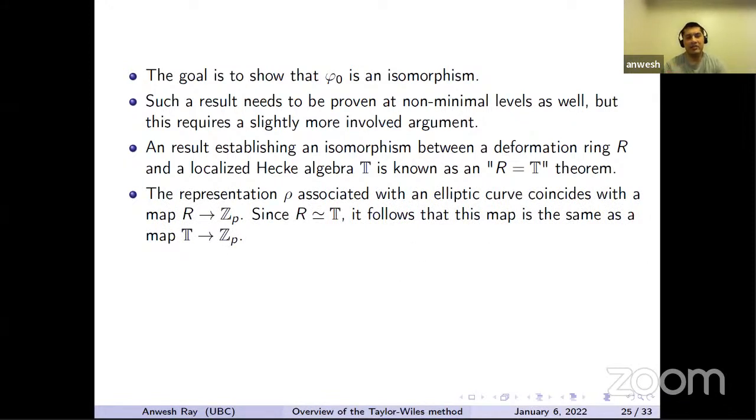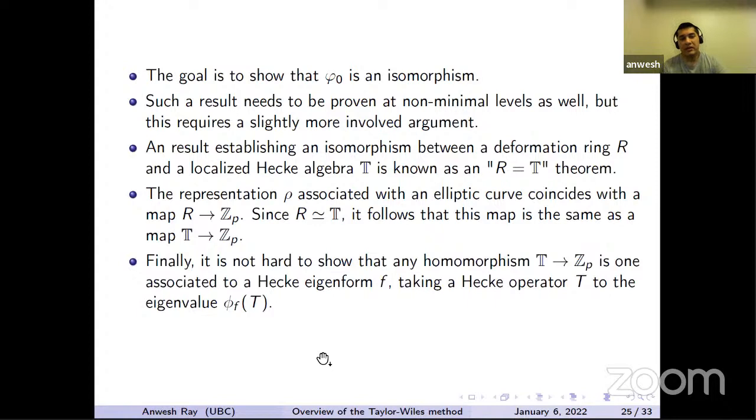Okay, so coming back to what the whole purpose is here. Suppose we have an elliptic curve and we have a deformation ring R, not necessarily at minimal level. The Galois representation associated to the elliptic curve is the same as a map from R to Z_p, because it arises from a specialization of the deformation ring by the universal property. But since R is isomorphic to T, which is the Hecke algebra, this is the same as a map from T to Z_p.